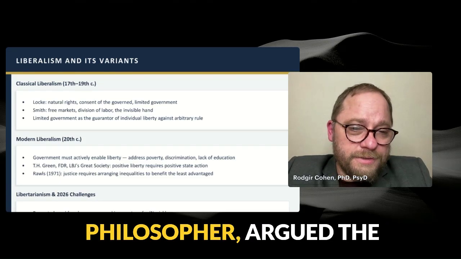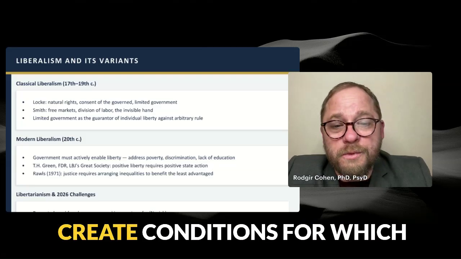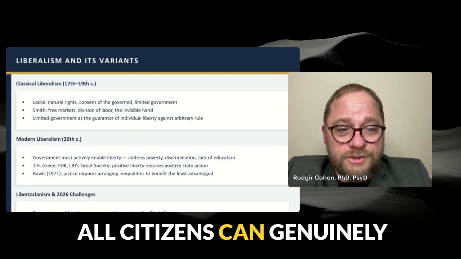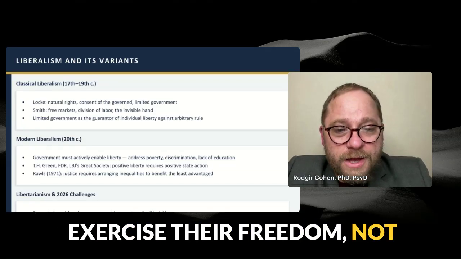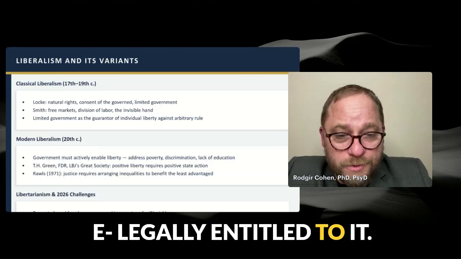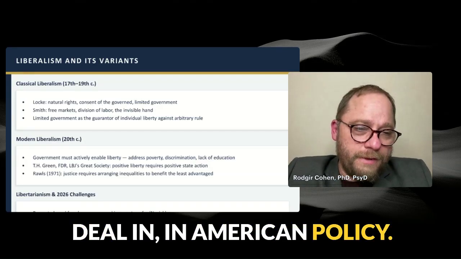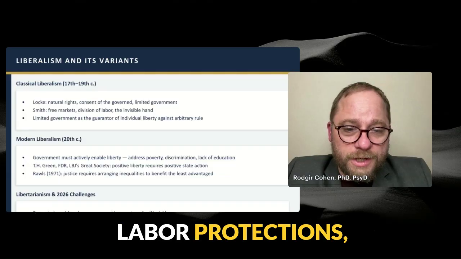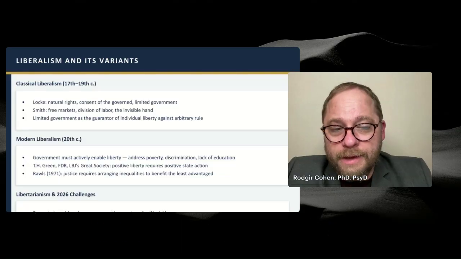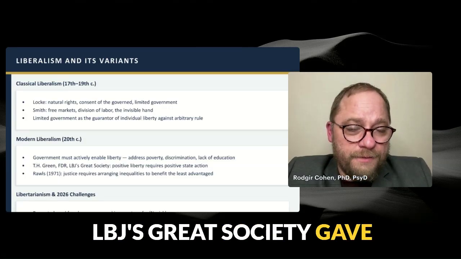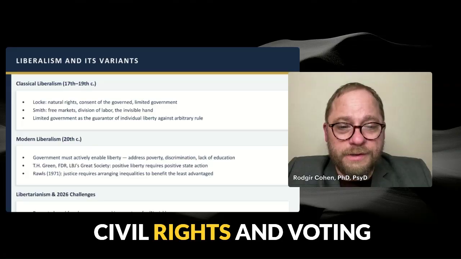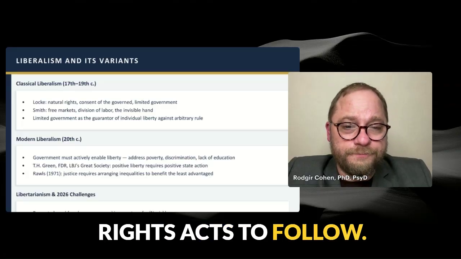Green, the British philosopher, argued that the state has an obligation to create conditions in which all citizens can genuinely exercise their freedom, not just declare that they're legally entitled to it. So FDR created the New Deal in American policy. He gave us Social Security, labor protections, banking regulation. LBJ's Great Society gave us Medicare, Medicaid, and the Civil Rights and Voting Rights Acts to follow.